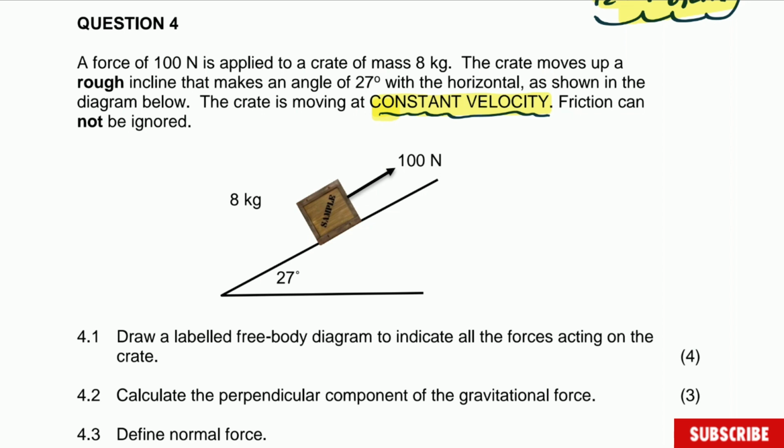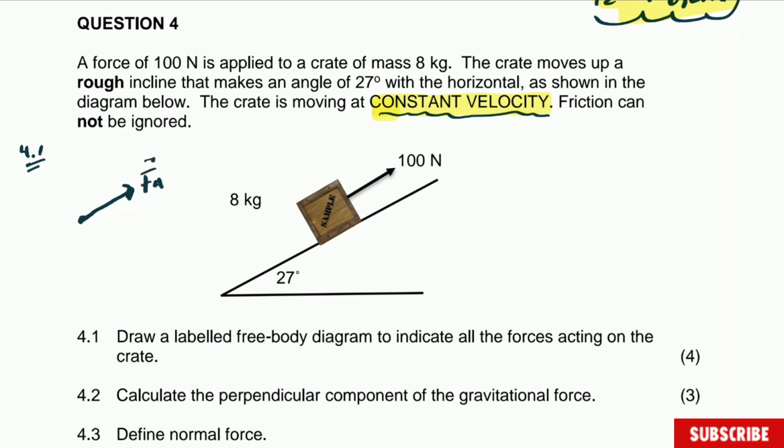Now draw a labelled free body diagram to indicate all the forces acting on the crate. 4.1, we're going to do it here. What forces are acting on the crate? First, parallel to the surface is going to be the applied force. This is here the applied force.